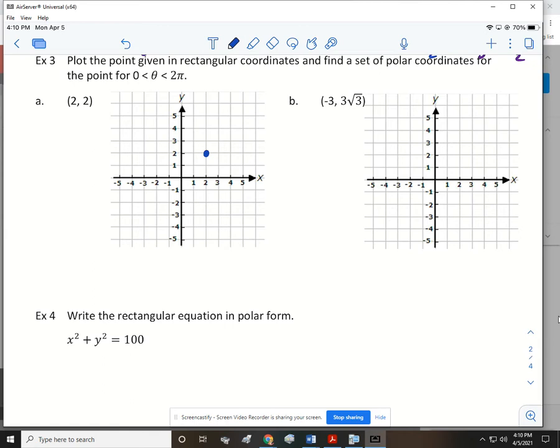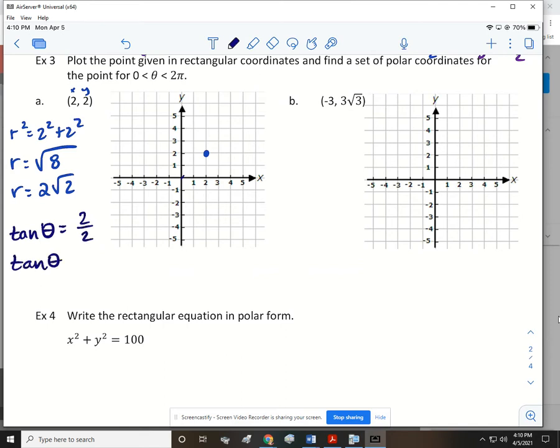All right, so then we want to change the x and the y to r and theta. So r squared is going to be equal to x squared plus y squared, or we can say that r is the square root of 4 plus 4, which is 8. So in this case, r is 2 square root of 2. That's the distance from 0 to that point. And then for theta, the tangent of theta is going to be equal to y divided by x, or just 1.